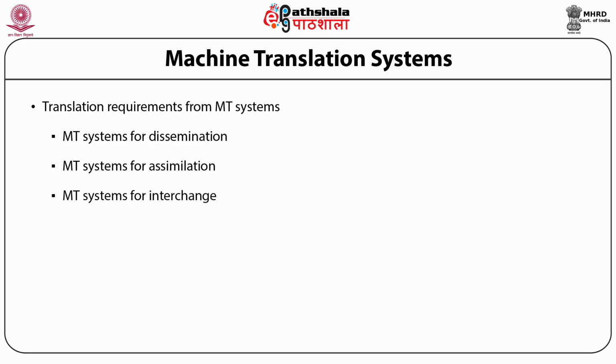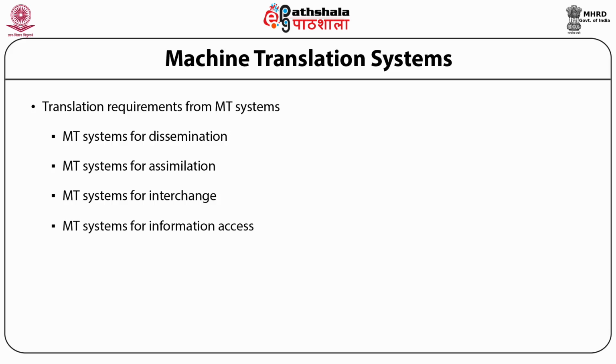MT system for interchange. This demand is for translation of text on the internet, such as translation of web pages, email, and electronic chat. This demand is increasing rapidly. To fulfill this demand, there is need for immediate translation to convey basic content of the message. Here, MT systems are playing a major role, as they can operate virtually, in real time, and online. People are using MT system for this purpose and they have no objection to poor quality of translation because it fulfills their immediate need.